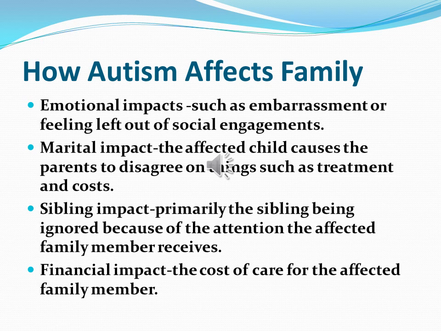Some of the ways autism affects family. Emotional impacts such as embarrassment or feeling left out of social engagements. Marital impact. The affected child causes the parents to disagree on things such as treatment and cost. Sibling impact. Primarily the sibling being ignored because of the attention the affected family member receives. Financial impact. The cost of care for the affected family member.